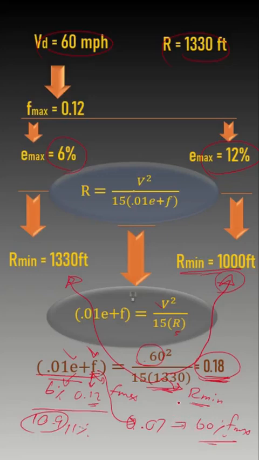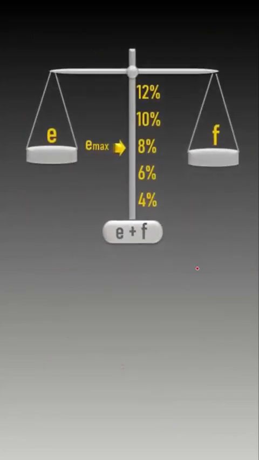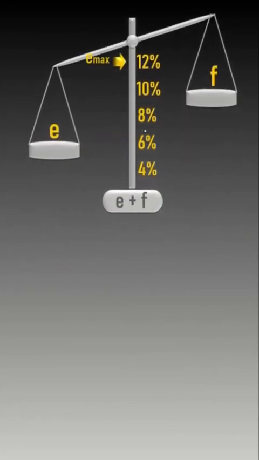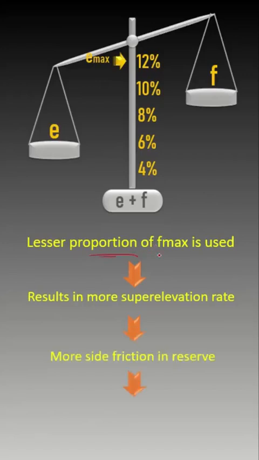So far, we can say we've come to this point that for a given radius and speed, the higher Emax we select, the lesser proportion of maximum side friction will be counted on to sustain lateral acceleration. So a higher superelevation rate will be required and higher amount of side friction is kept in reserve.